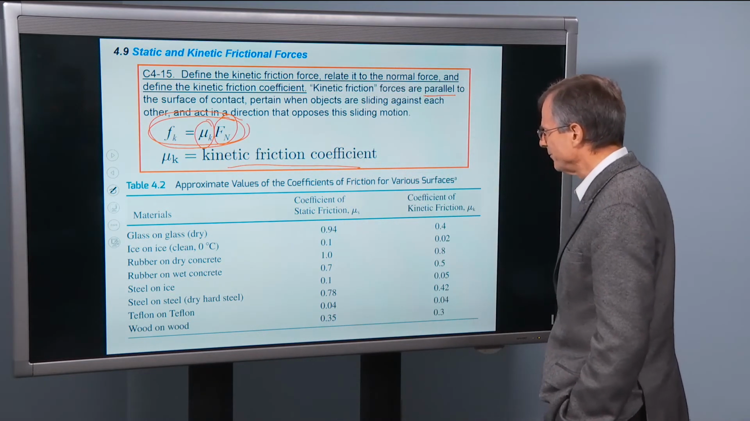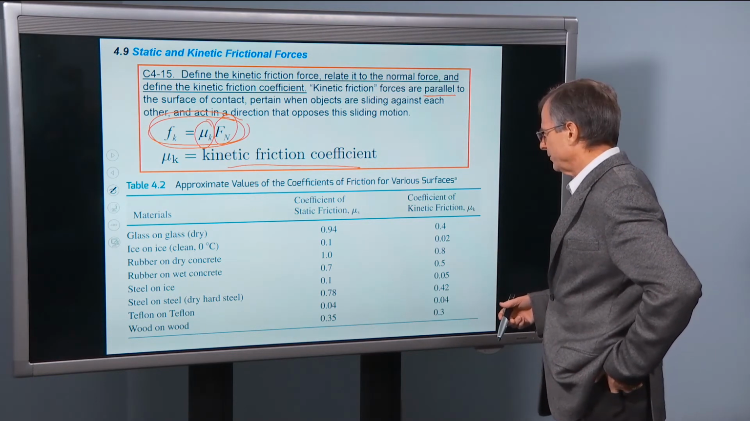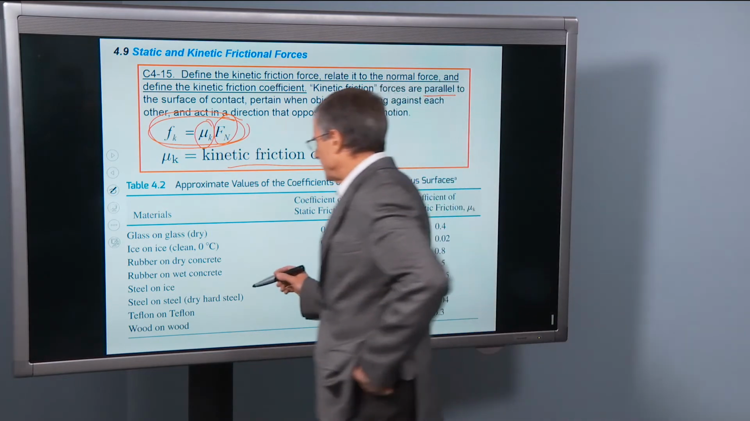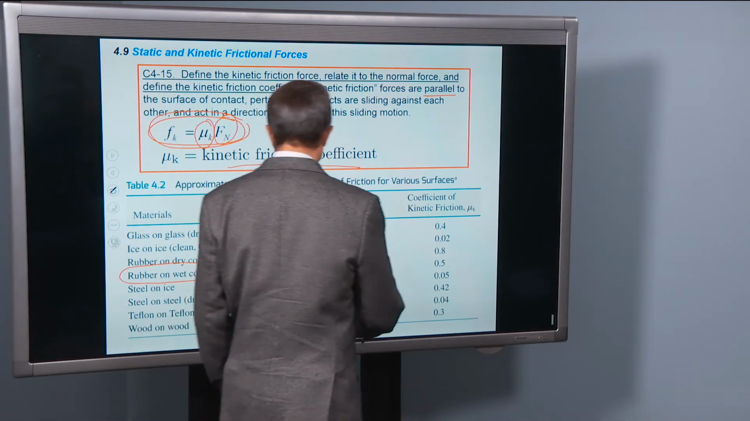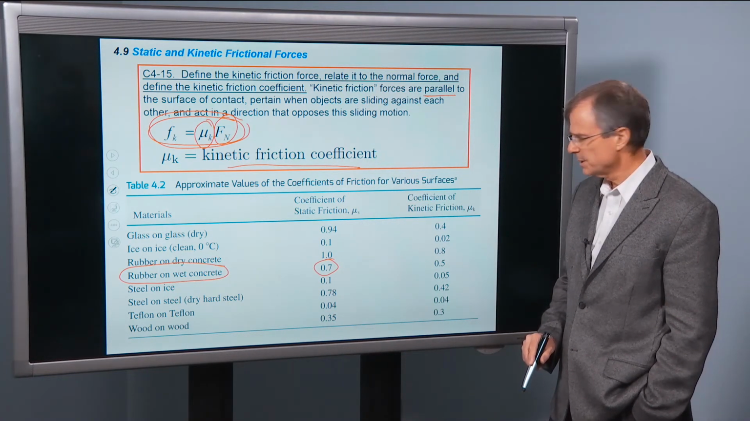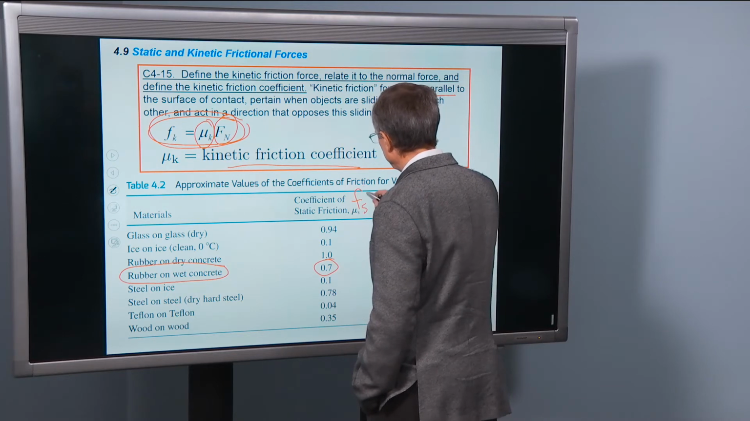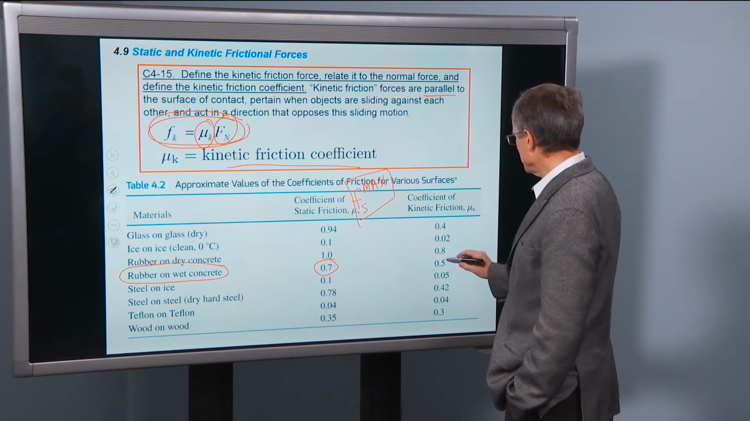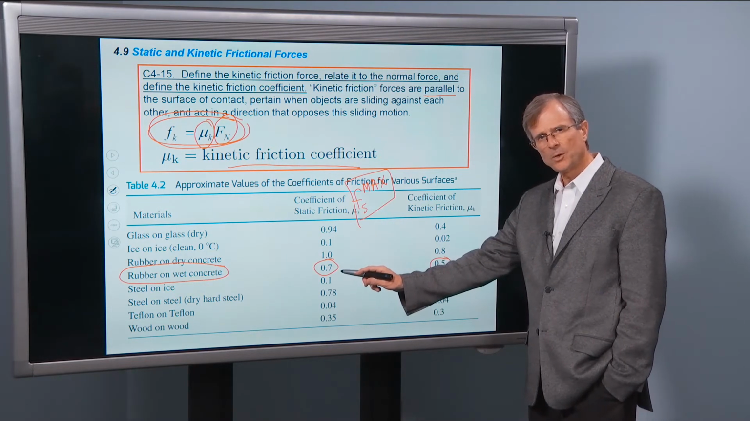All right, here are some values of the static friction coefficient and kinetic friction coefficient. So I would like to point out this one. Rubber on wet concrete. So it's four down. The static friction coefficient is 0.7. And that relates to the maximum possible static friction force. And then four down on this column is 0.5. So the coefficient of kinetic friction is smaller than the coefficient of static friction.